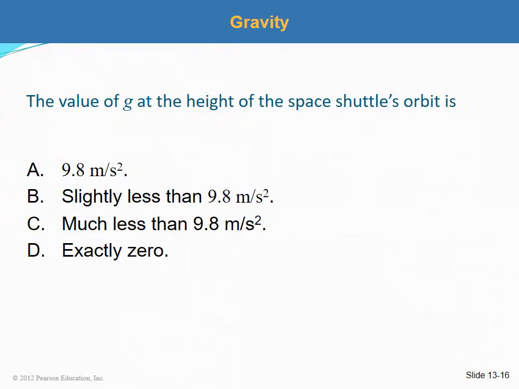The value of g at the height of the space shuttle's orbit is A, 9.8 meters per second squared, B, slightly less than 9.8 meters per second squared, C, much less than 9.8 meters per second squared, or D, exactly 0. Answer is B, slightly less than 9.8 meters per second squared, due to its increased orbital radius.